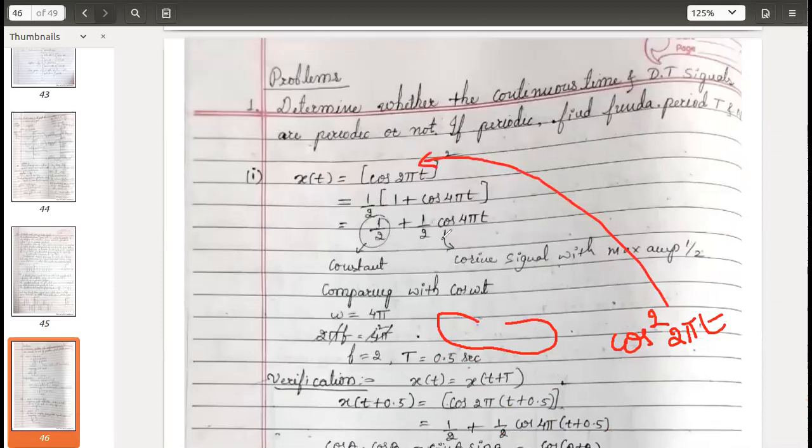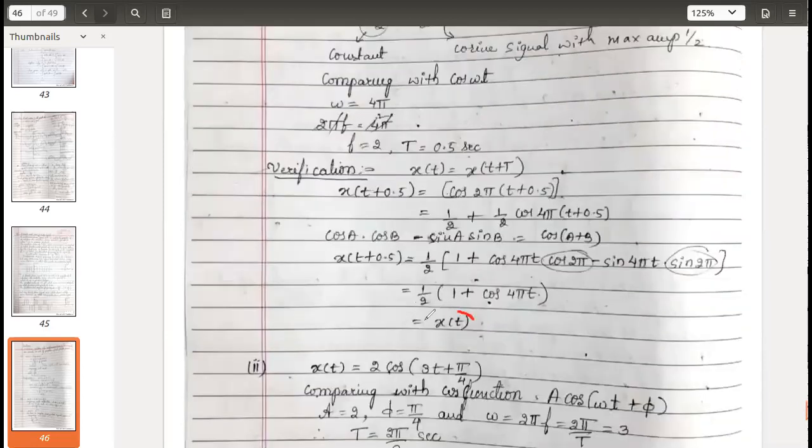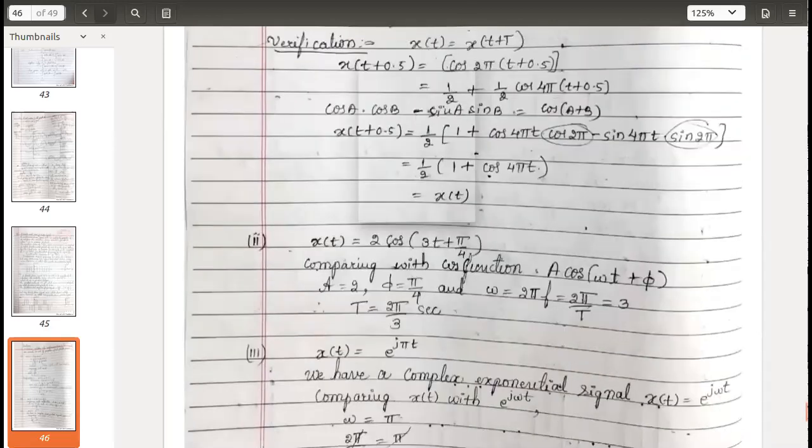This is nothing but the given question x of t, so it is equated to x of t. We have verified that if you add the time period to your original signal, you will get back the original signal, meaning the signal repeats after capital T. No need to verify every time; I'm just showing you how the equation is correct.